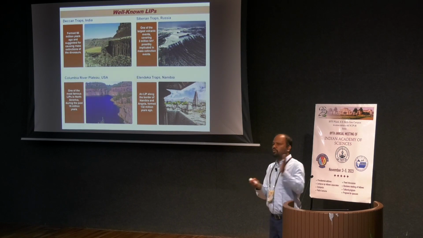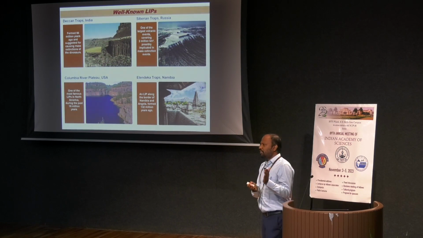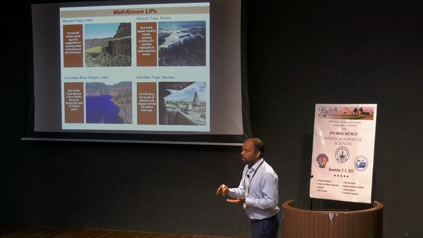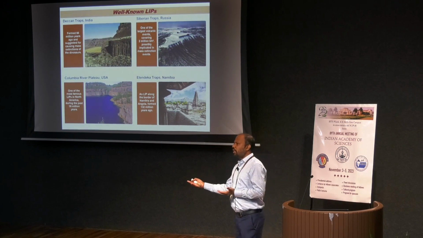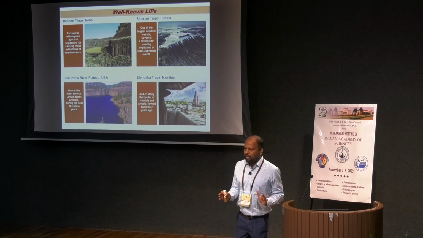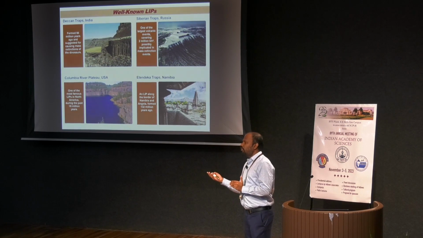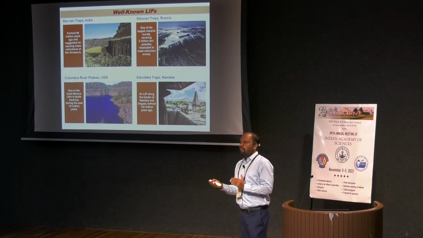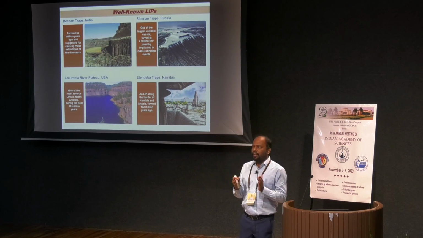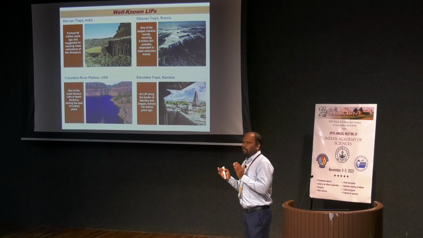In these LIPs, as you can see in the diagram, the continental flood basalts are well preserved. But if we go back in time to the Precambrian, these continental flood basalts, which we are observing in the Deccan Plateau, are completely eroded. And how will we identify whether this is a part of a LIP or not? By identifying the location of large-scale mafic dikes. These large-scale mafic dikes are well exposed throughout different parts of the Indian shield.